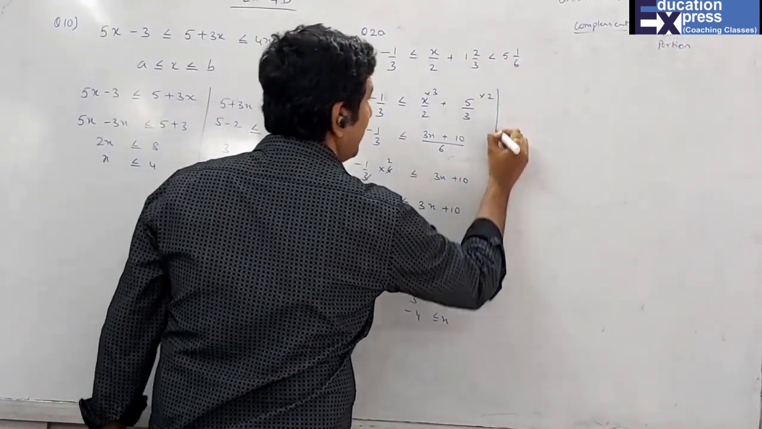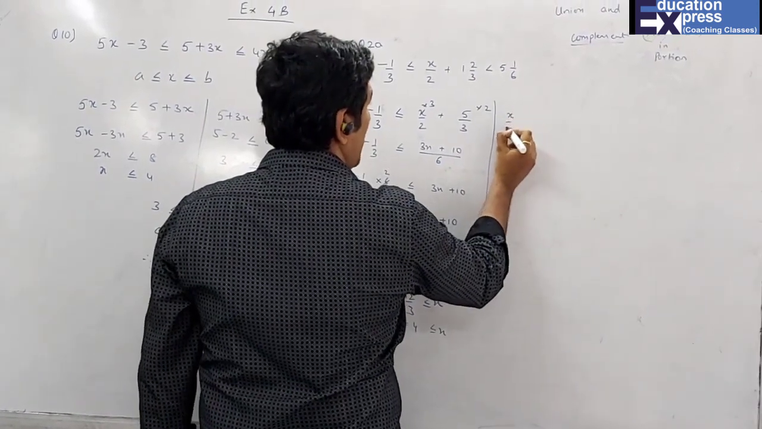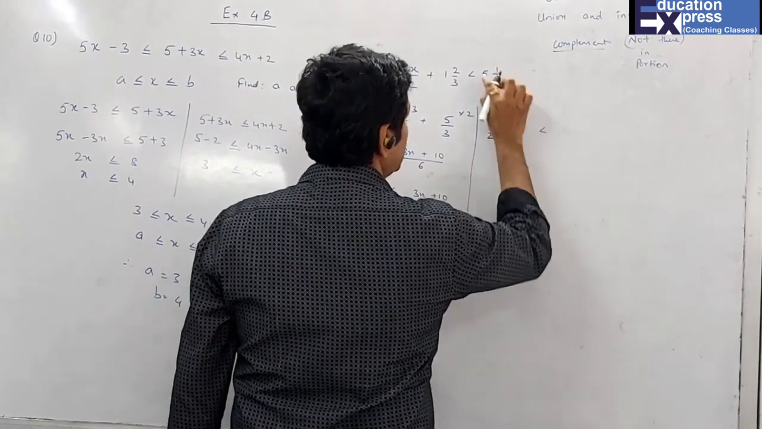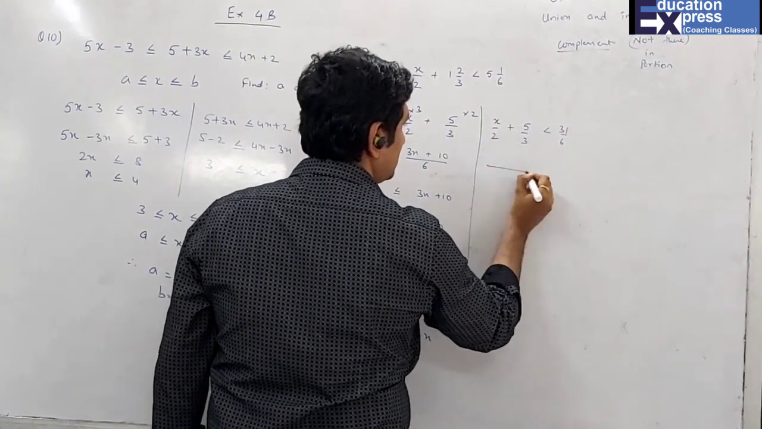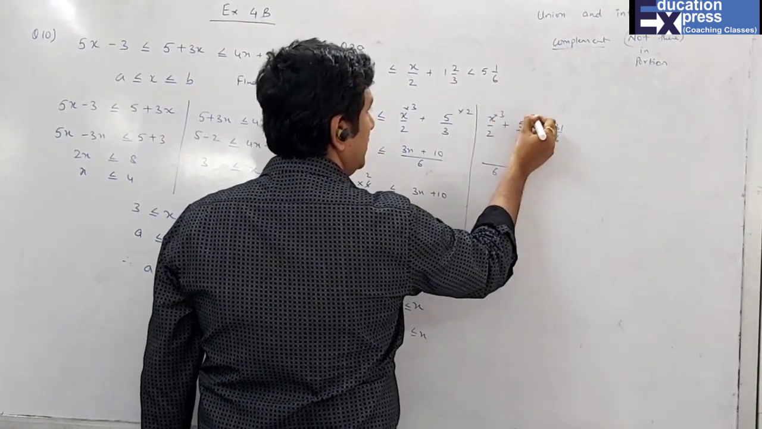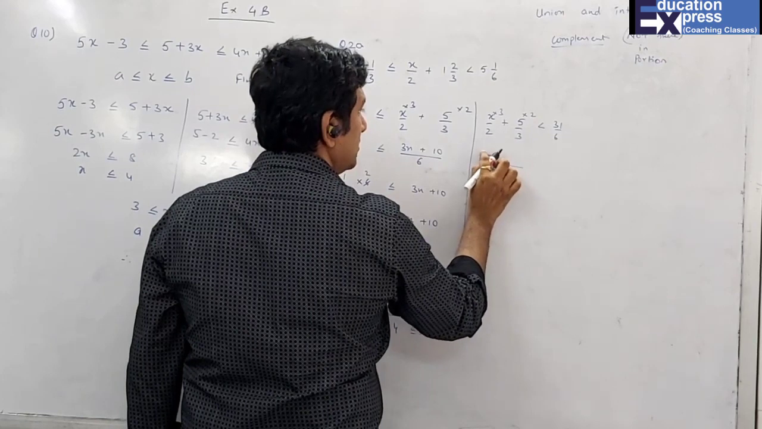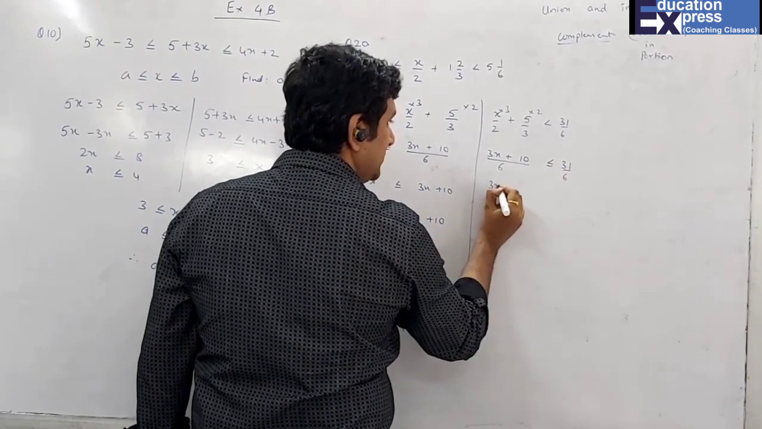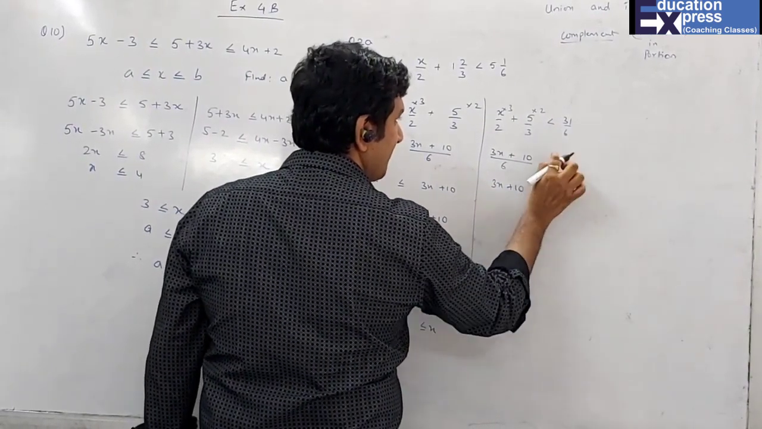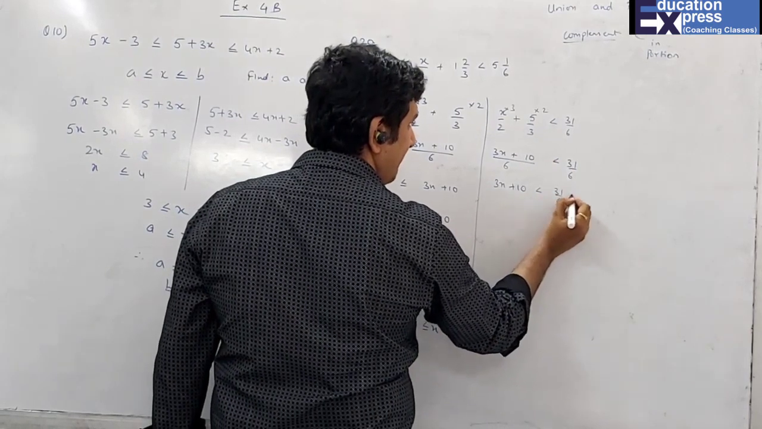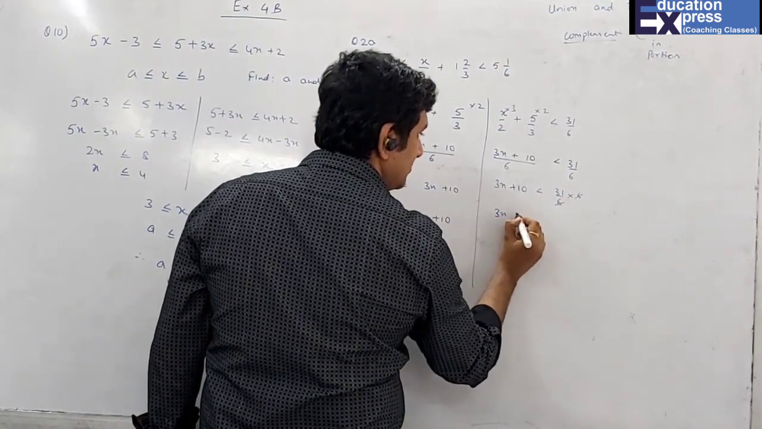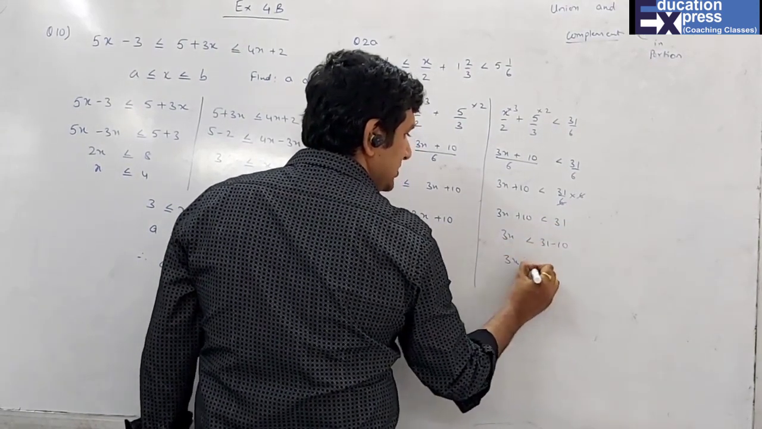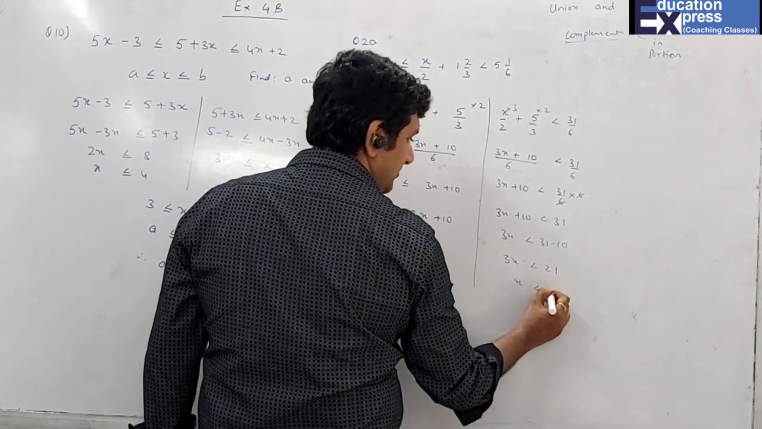Now this part, x upon 2 plus 5 upon 3 is less than 31 upon 6. 6 into 3, into 2, 3x plus 10. Cross multiply. Sorry, the equal to sign is not there. So 3x plus 10 less than 31, minus 10, 3x is less than 21 and x is less than 7.